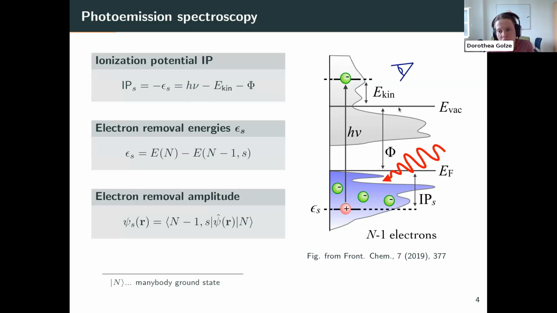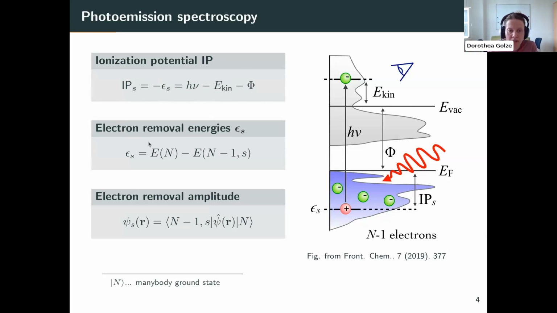For a molecule, the reference is the vacuum level. So if you just take the difference between these two terms, we would have already the ionization potential. For materials, the reference is the Fermi level, so we also have to subtract the work function. So that's how we get the ionization potential. So the ionization potential is then the negative of the electron removal energies.